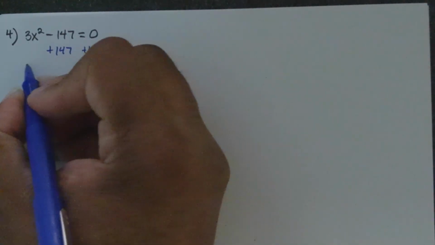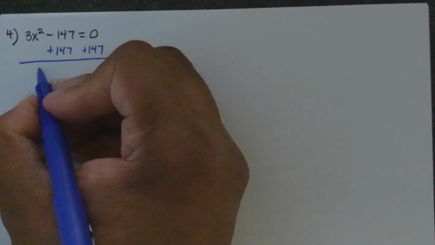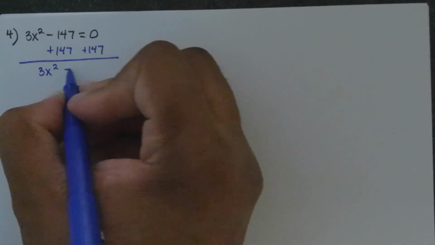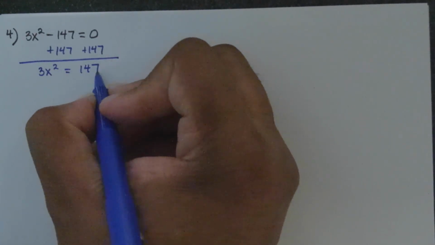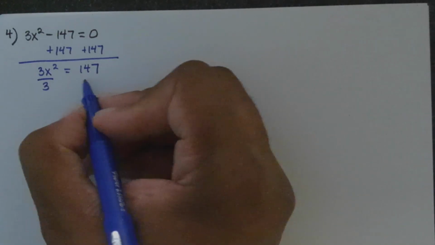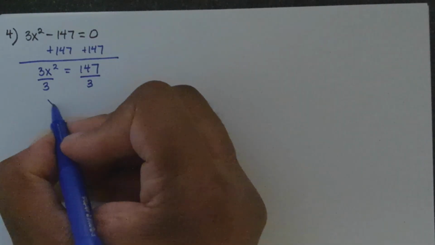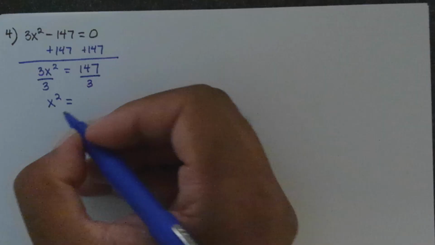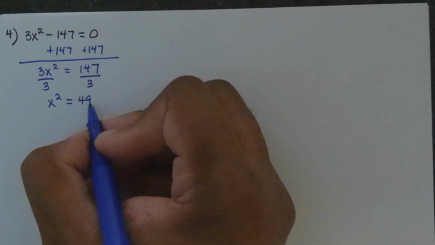So now to get x squared by itself in this equation, what do I need to do first? Add 147 to both sides. So here I'm going to have 3x squared equals 147. And then to get x squared by itself, I need to divide by 3. So x squared is equal to 49.